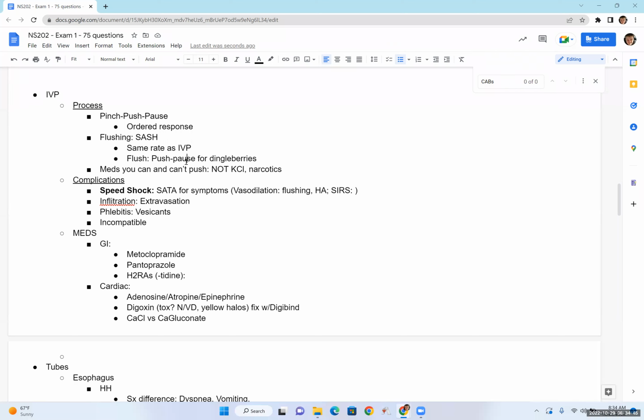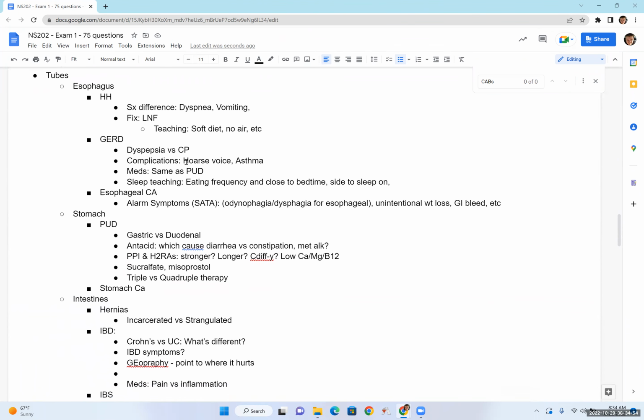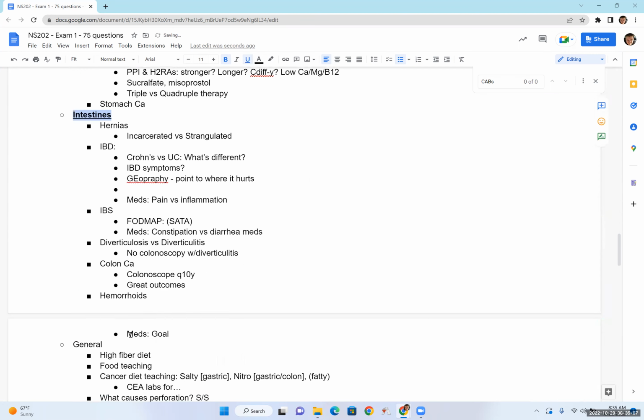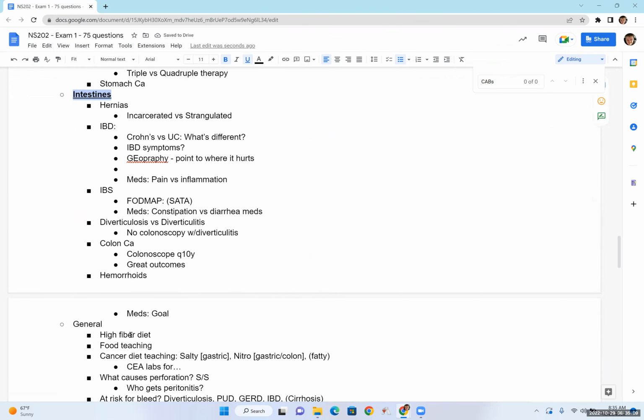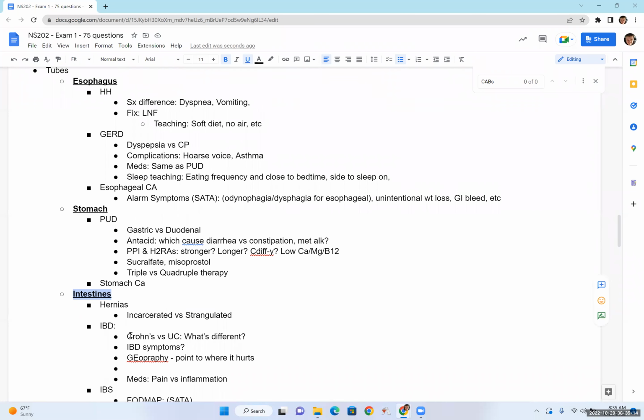All right, so do you want to do tubes or organs? Tubes. All right. So as far as tubes, we talked about the esophagus, we talked about the stomach, and the intestines, right? And there's our diseases for the tubes, right? There's a lot of diet mixed in here, so you should probably make a table just for diet, or the different diets for each one.